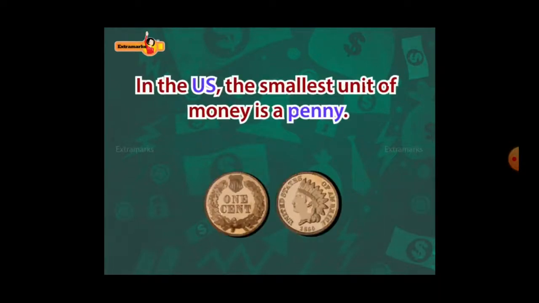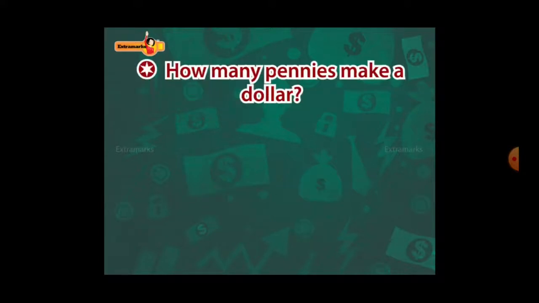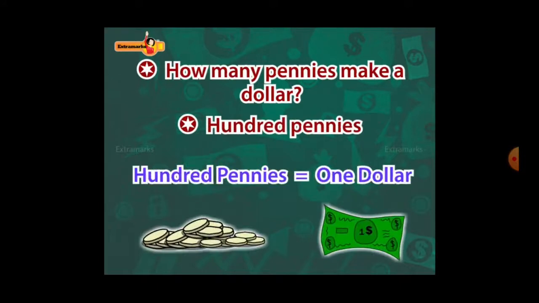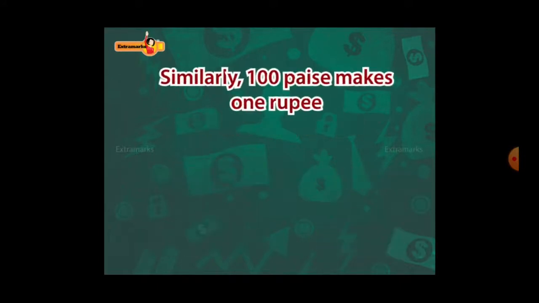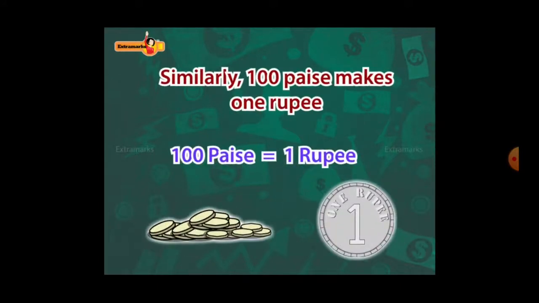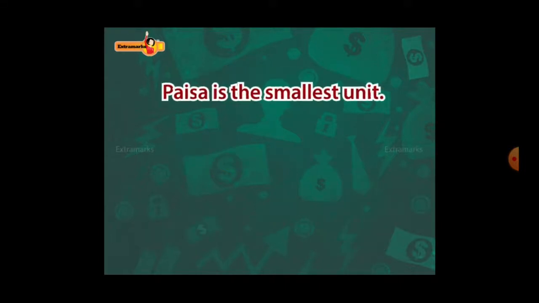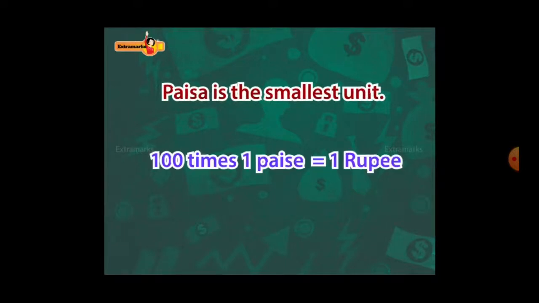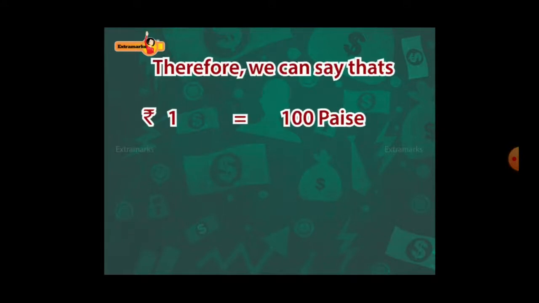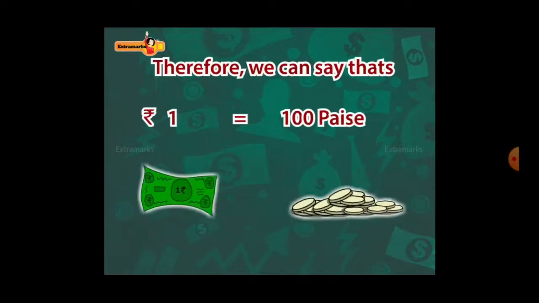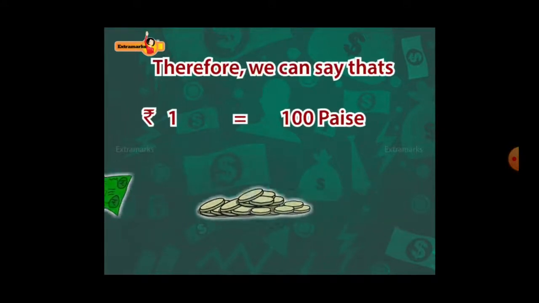In the US, the smallest unit of money is a penny. Yes, and how many pennies make $1? 100 pennies. Similarly, 100 paise make 1 rupee. Wow, I got it. That means paisa is the smallest unit and 100 times 1 paisa is equal to 1 rupee. Therefore, we can say that 1 rupee is equal to 100 paise.